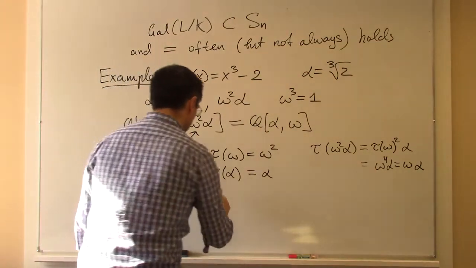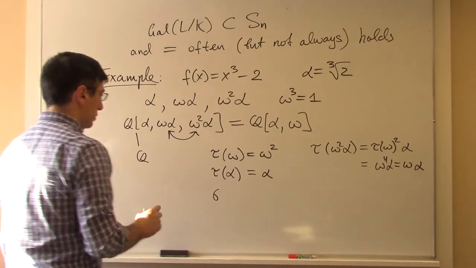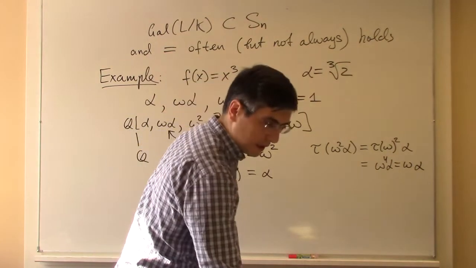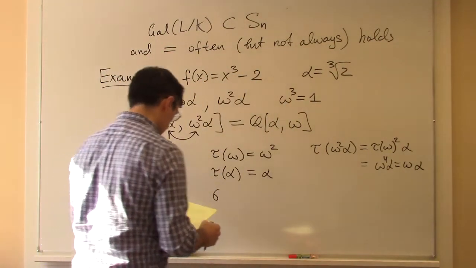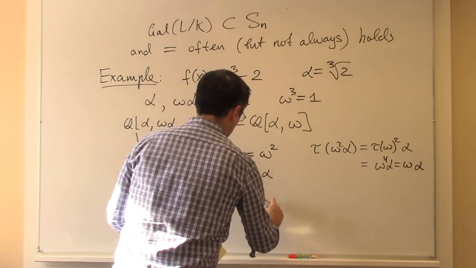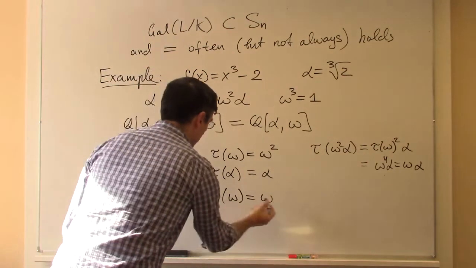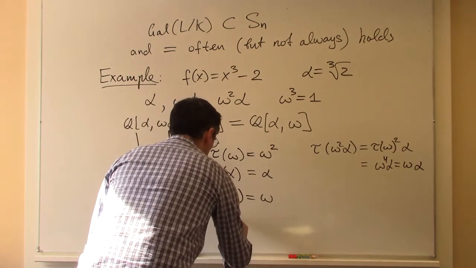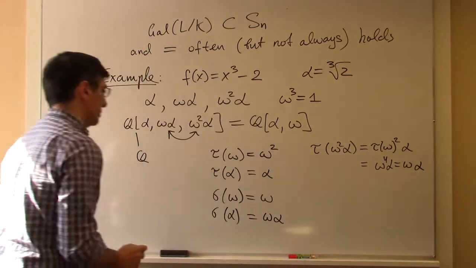Now another automorphism, which you can check is actually an automorphism, is this sigma, which now preserves omega. It doesn't do anything on omega, but on alpha it actually maps this to omega alpha.